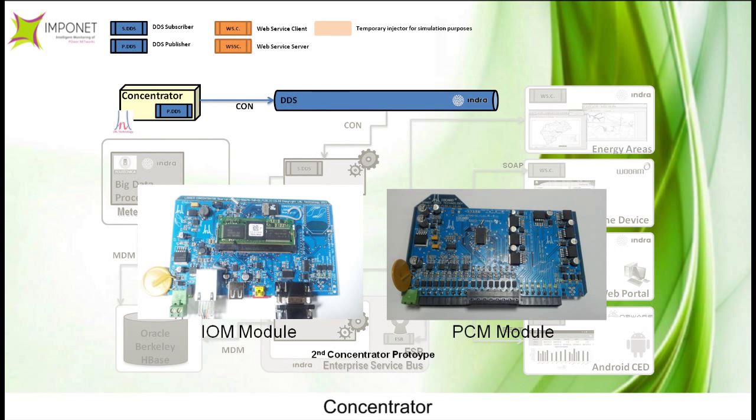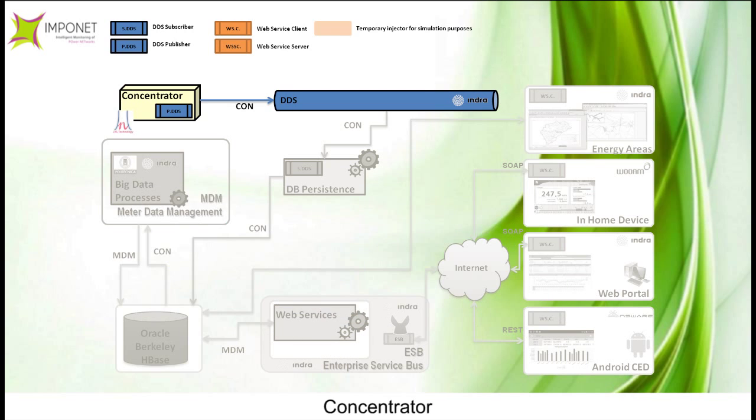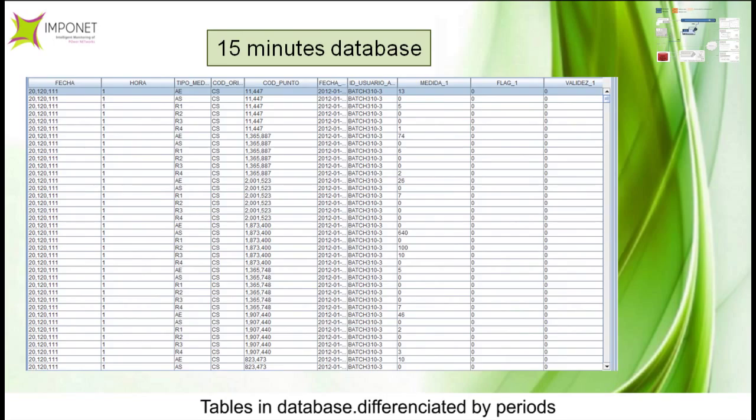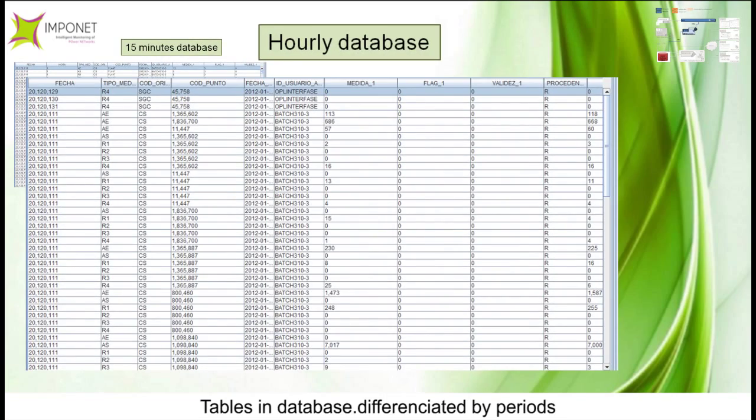The concentrator collects the energy data from the meters and publishes in real time the raw energy data into the DDS platform. This raw energy data is retrieved by the database persistence service. This service is composed of a set of energy data subscribers which are constantly listening. As soon as the energy data is received through the DDS bus, the subscribers store the energy data into the database according to its period. For each of these periods, a table in the database is created.